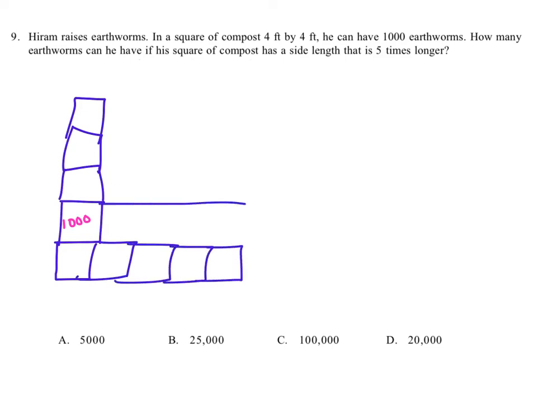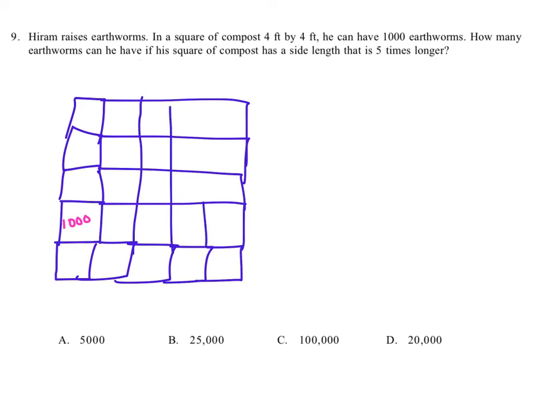And again, what is 5 times 5? It's 25. So that means that you're going to be able to have 1,000 worms 25 times over, okay, etc. I won't fill them all in, but we know that what's 25 times 1,000? It's 25,000. So he can have 25,000 earthworms if he can fit 1,000 into each 4 by 4 spot, and then makes it 5 times bigger in each direction.